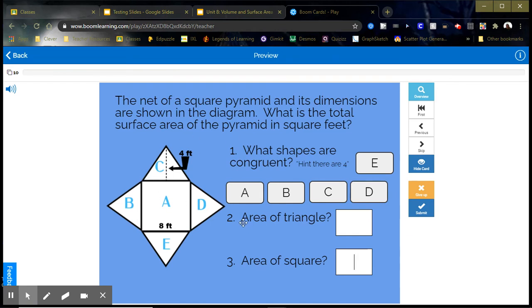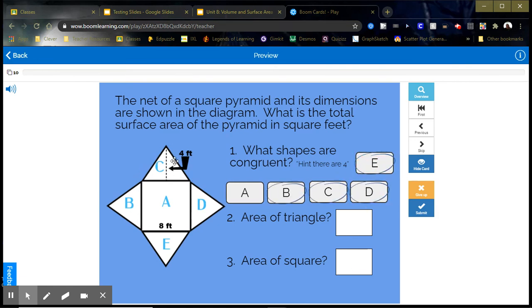So this first one, this is really important. The first 2 cards are all the same question, but it's breaking down the steps for you step by step so you can see how you find the steps. So I need to find which shapes are congruent. So you can click which of them are congruent. So hint, there are 4. So there are 4 triangles here that are congruent. So I'm going to put those there.